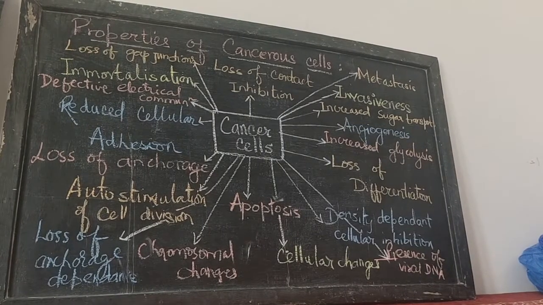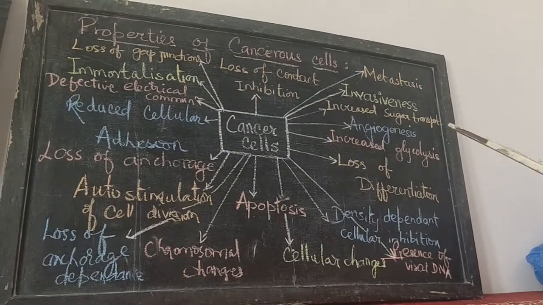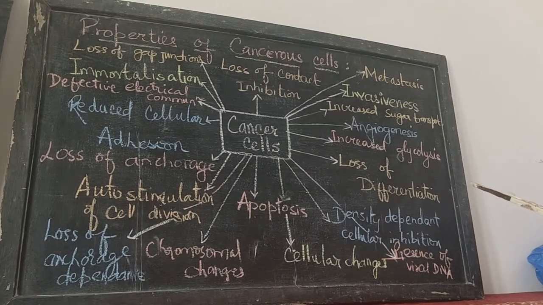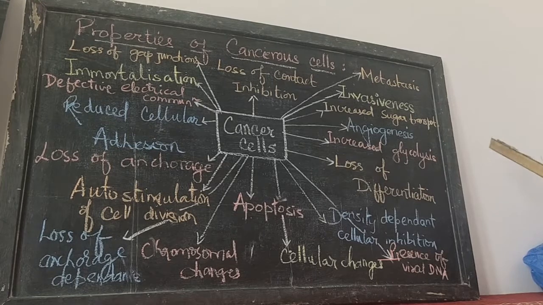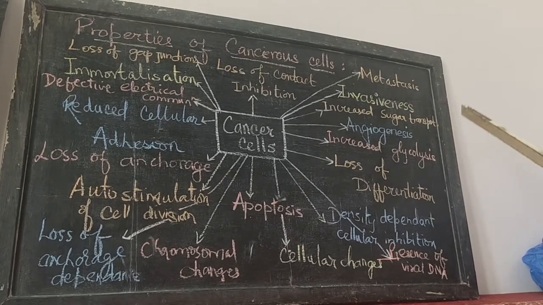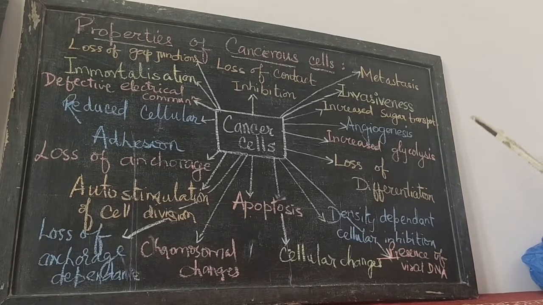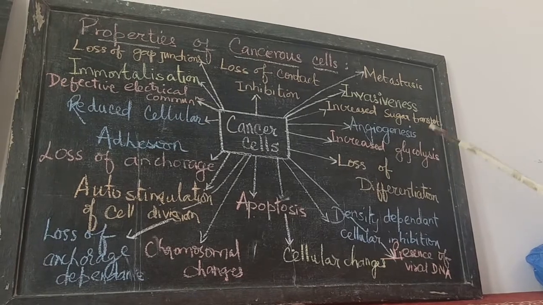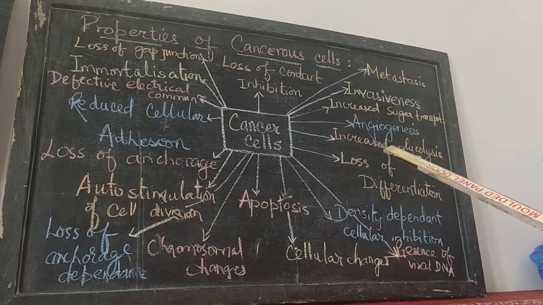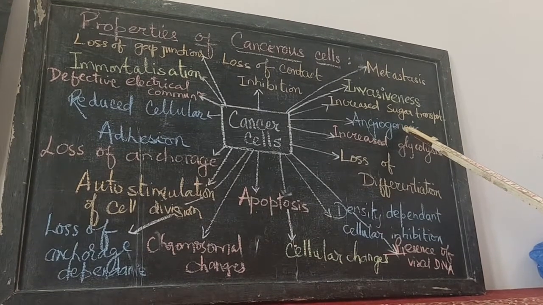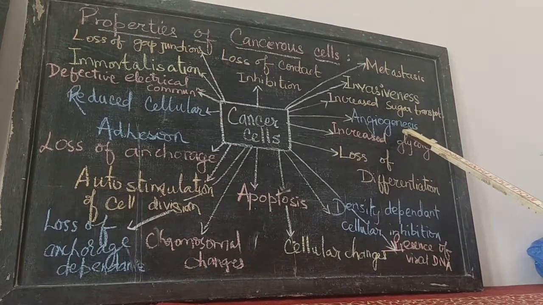As cancerous cells form a new mass of cells, they require a supply of nutrients and oxygen for growth and survivability. Hence, formation of new blood vessels is induced or triggered by the cancerous cells, and this process is called angiogenesis.